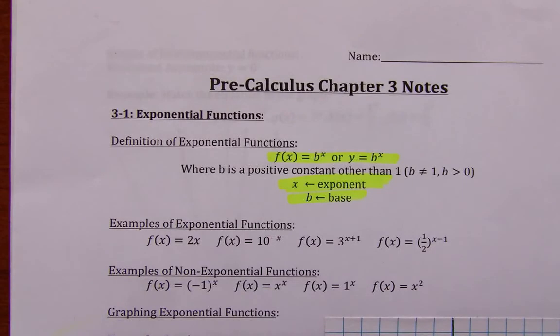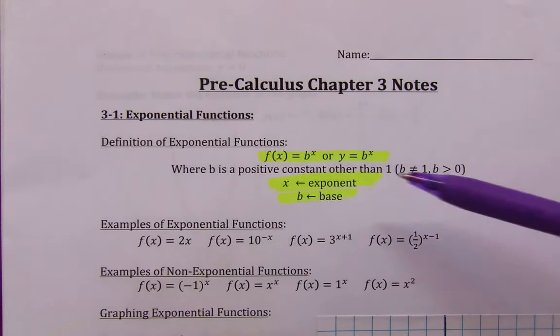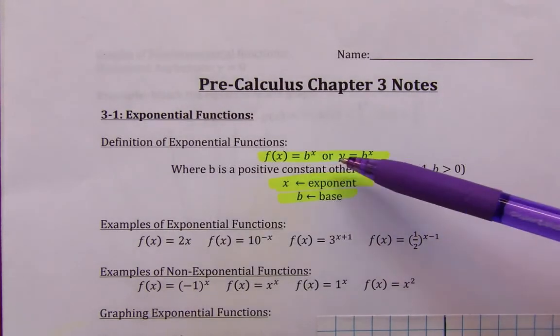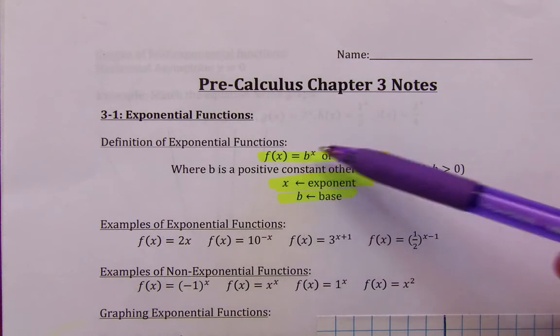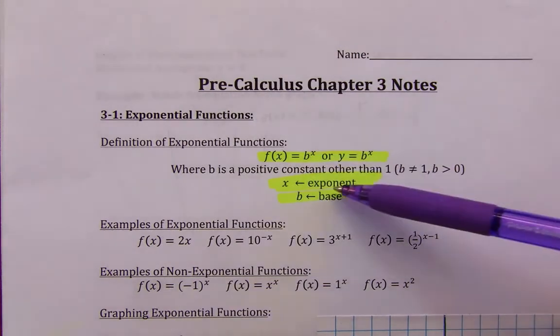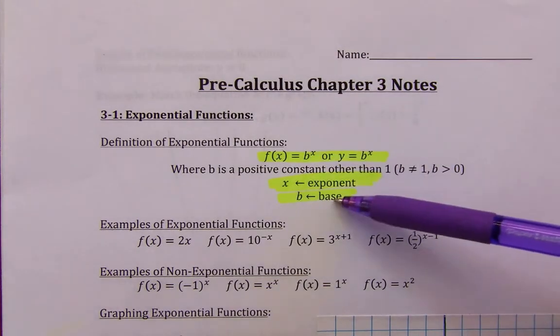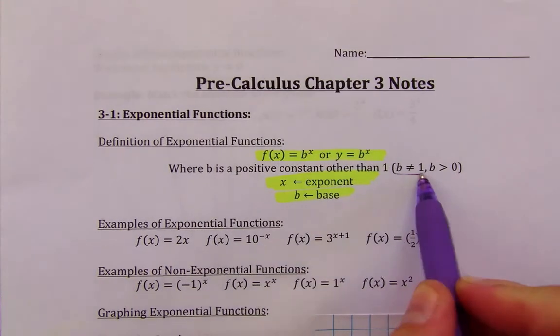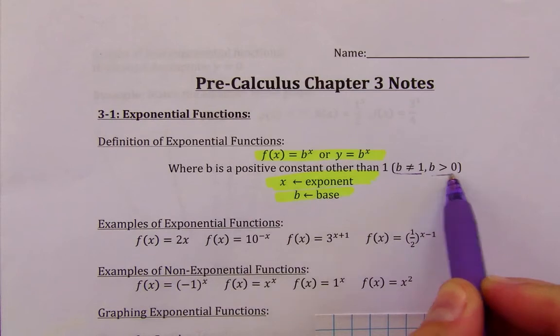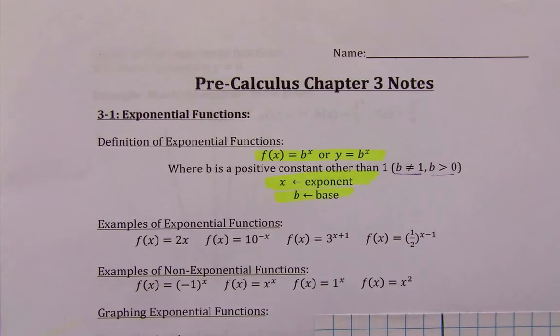Okay, so this is Chapter 3 Notes, and we're starting with Section 1. We're just going to go through an introduction of exponential functions. Generally, exponential functions take this form, where we have some base here, and our variable is now in the exponent. The bottom number here, this b value, is called our base. Now the b value cannot equal 1, and it must be greater than 0.